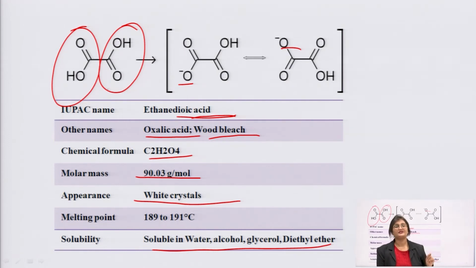Okay. So, oxalic acid has an IUPAC name, ethane dioic acid. Commonly, oxalic acid is known as wood bleach. It has a chemical formula of C2H2O4 and a molar mass of 90.03 gram per mole. It appears as white crystals having a melting point of 189 to 191 degrees Celsius. It is soluble in water, alcohol, glycerol, diethyl ethers.